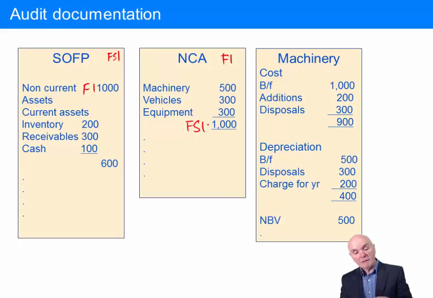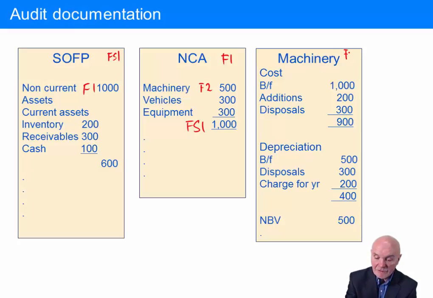And then typically what we would have is a section showing the work done on the machinery, the work done on the vehicles, the work done on the equipment, and so on and so forth. We'll just concentrate on the machinery. So let's say the machinery work starts on schedule or page F2. So we would reference that one to F2. And this page here would be referenced F2.